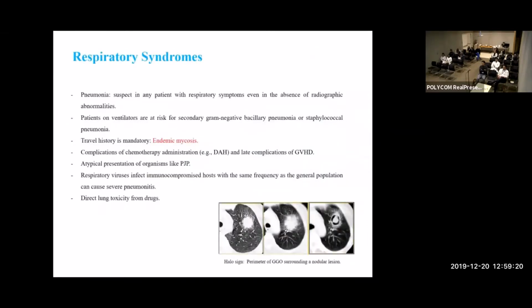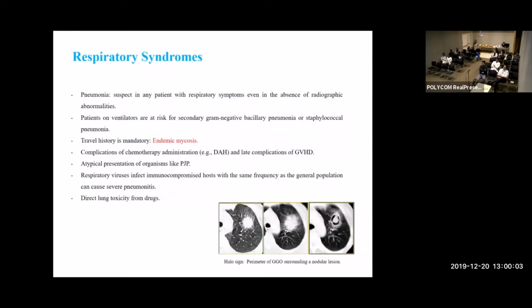For respiratory syndromes, basically every patient with respiratory symptoms who is neutropenic should be considered to have pneumonia until proven otherwise. Even if they don't have any radiographic evidence, pneumonia should be very high in the differential. And with these patients, you have to have a very accurate travel history because of the endemic mycoses. We should know that these patients commonly have other complications from chemotherapy, and if they are transplant patients, they can also have graft versus host disease, and that can definitely mimic a lot of things, including lung infiltrates.